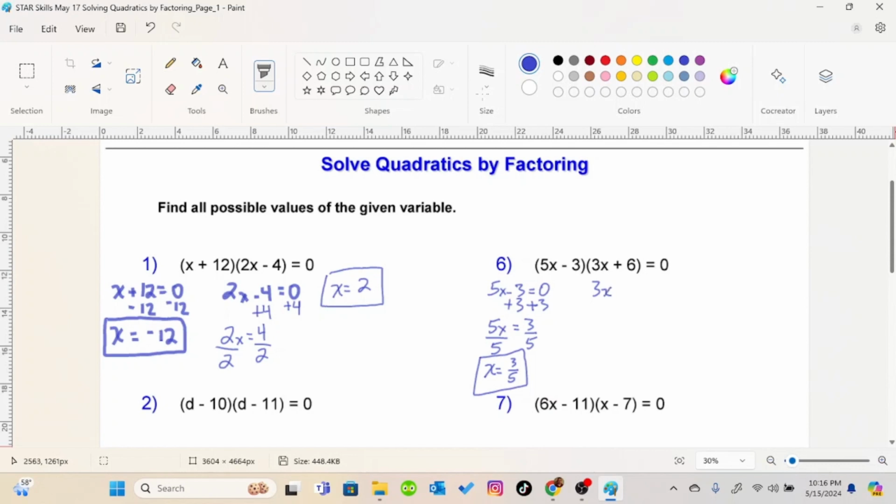Or you set the other factor equal to 0. 3x plus 6 equals 0. You subtract 6 from both sides, and you get 3x equals negative 6. Divide both sides by 3, and you get your final answer that x equals negative 2, because negative 6 divided by 3 is negative 2. So for number 6, your answers are that x equals 3/5 or x equals negative 2.